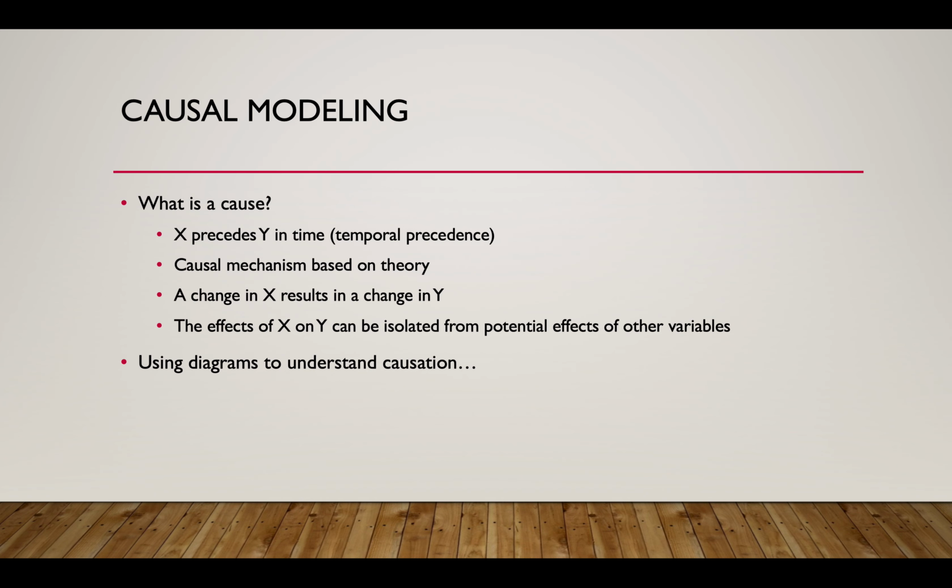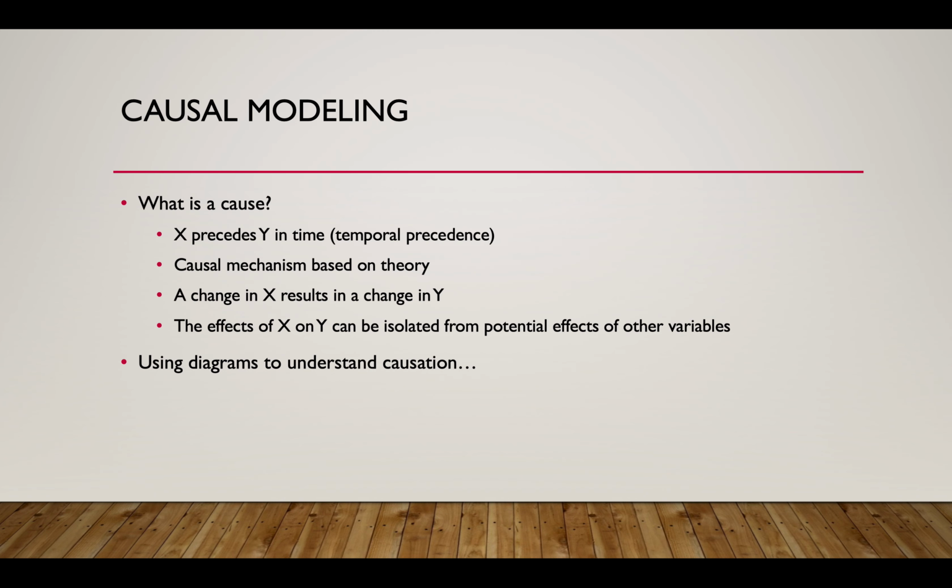Another way to show that X causes Y is through some change in X. So usually when we think about a change in X, what we're thinking about is a manipulation, right? This is our basic experimental model. We manipulate X in some way and we observe a change in Y, or observe if there's a change in Y. It doesn't always have to be a manipulation though.